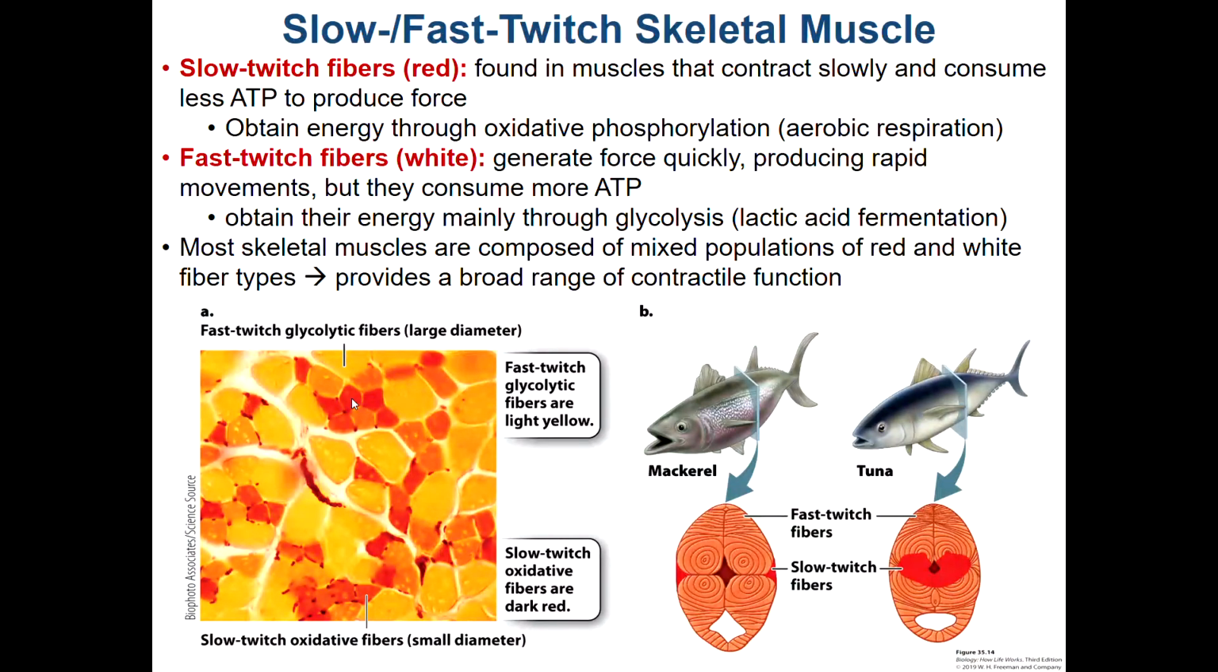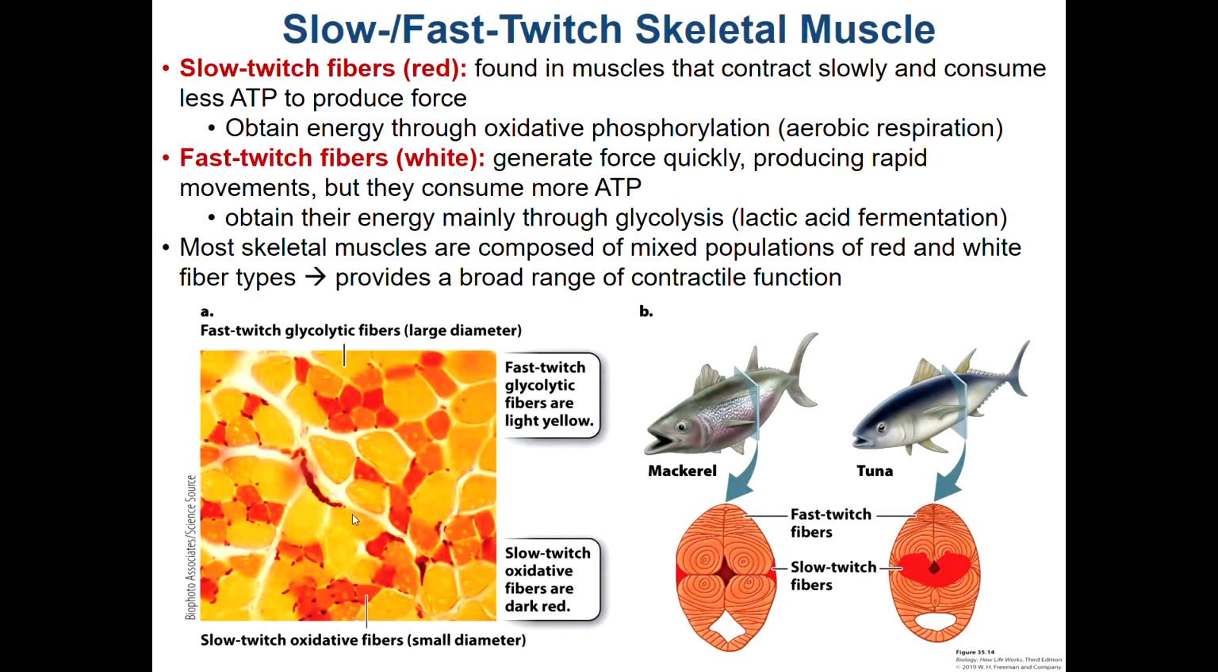Fast twitch fibers, also called white fibers, which are in this yellow color in this picture, generate force quickly, producing rapid movements. But because they generate force so quickly, they consume more ATP, which makes sense because if we're thinking about generating force more quickly, we must contract more quickly, which means that we have to have that cross bridge power stroke happening more and more quickly. And each time that happens, the myosin globular head will consume 1 molecule of ATP.